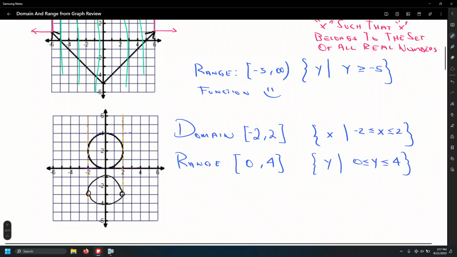Function or not a function? Not a function. All right. Not a function. All right.